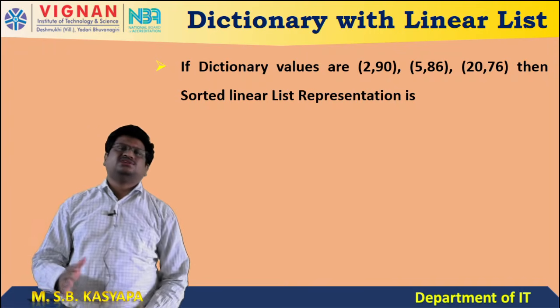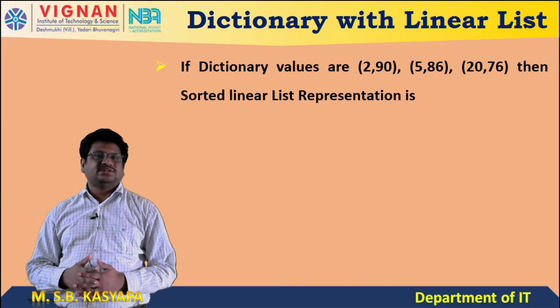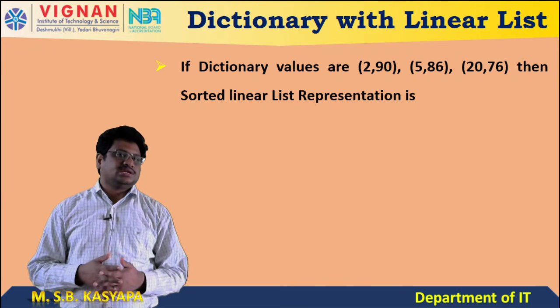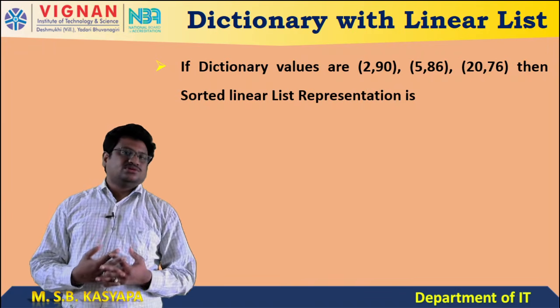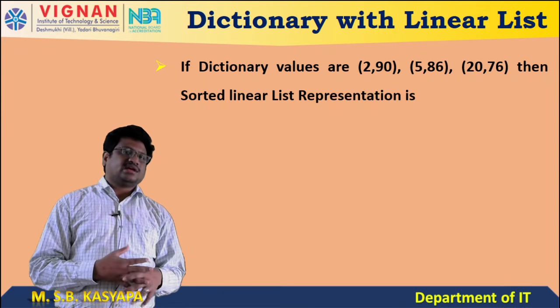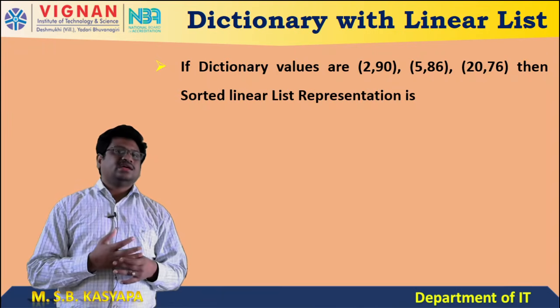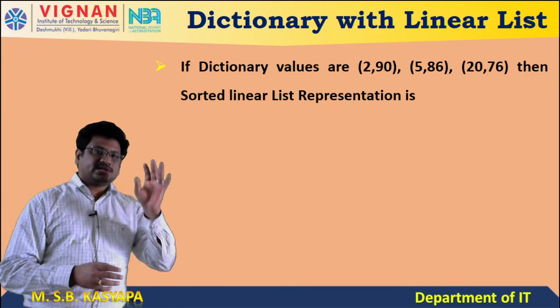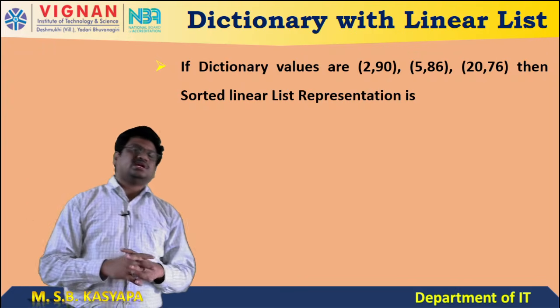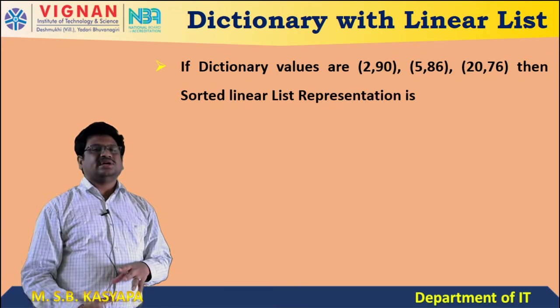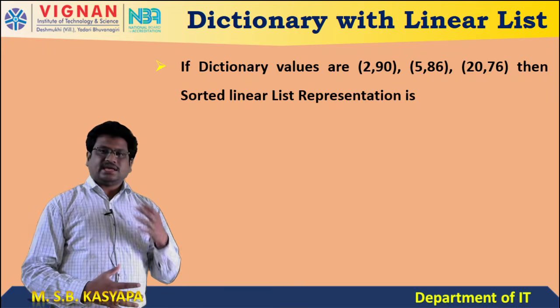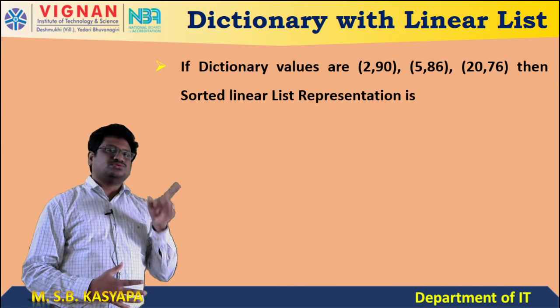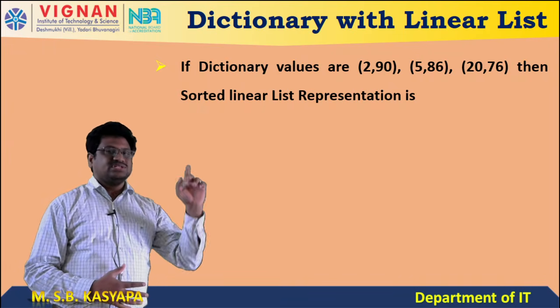then I will directly store the 90 or 86 or 76. But if it is a dictionary, the dictionary needs a key. So here the values, I can say, are a key pair. What does key pair mean? Key and value. So in dictionaries, the values are termed as key pairs. So here the key pairs are 2-90, 5-86, 20-76.